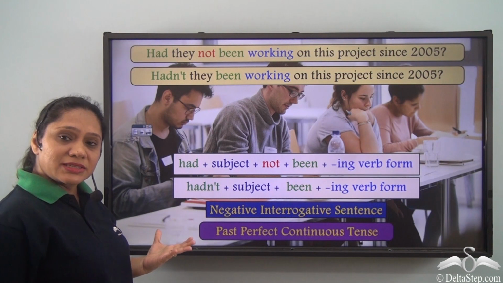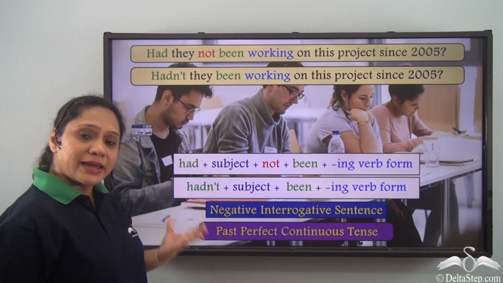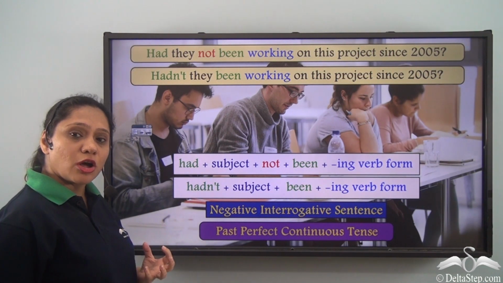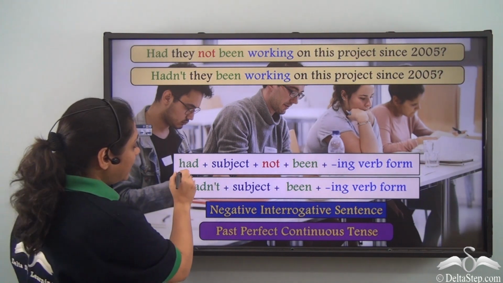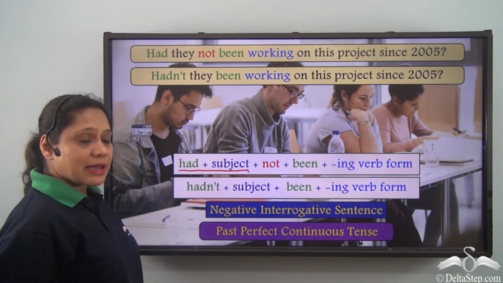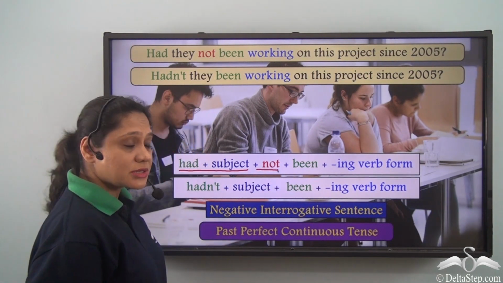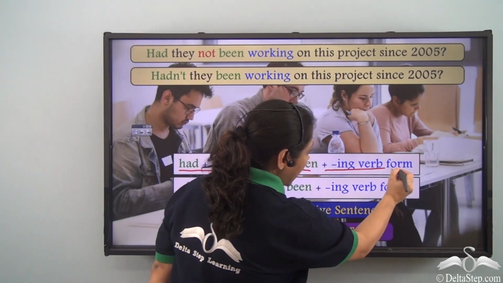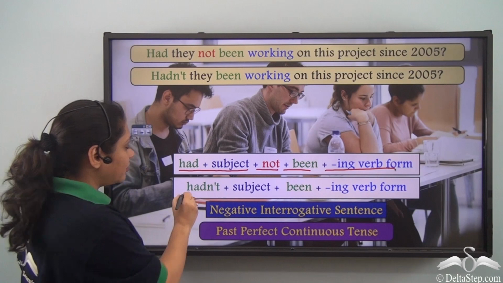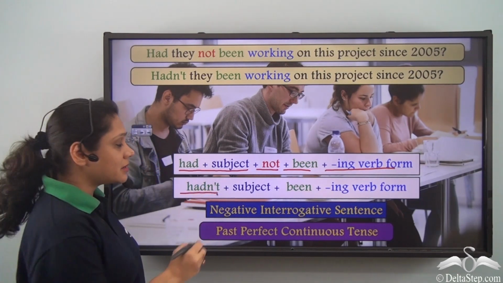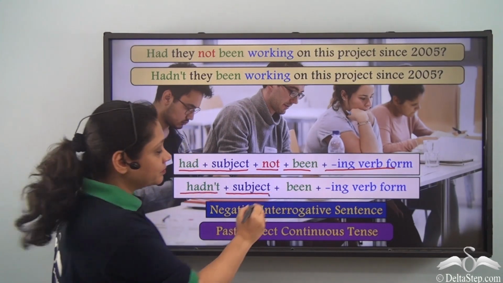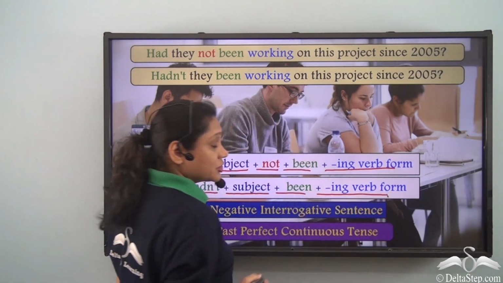So the interrogative sentence here, which is a negative interrogative sentence, can follow two forms. It can be had followed by the subject, followed by not, then been, and then the ing verb form, or we can write the contracted form hadn't followed by the subject, then been, and the ing verb form.